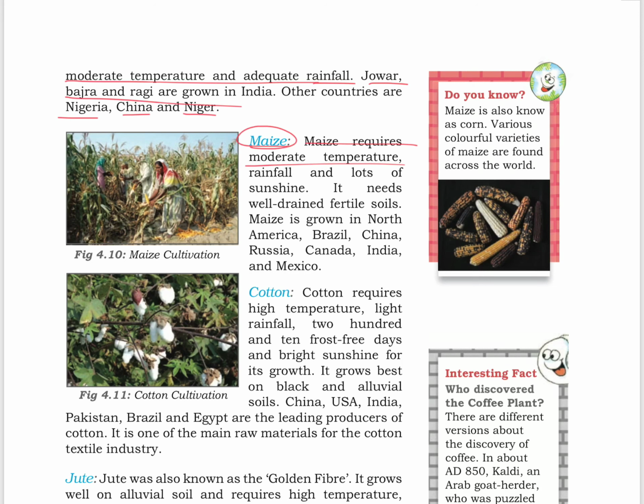Next we have maize. Maize requires moderate temperature, rainfall and lots of sunshine. It needs well-drained fertile soils. Maize is also grown in North America, Brazil, China, Russia, Canada and Mexico other than India. Maize is also known as corn. Various colorful varieties of maize are found across the world.